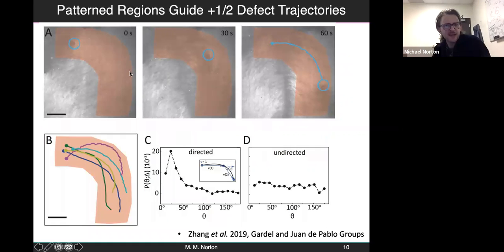This is an example of that in work. It's a different kind of light activation, but the net result is the same. This is work from Juan de Pablo and Margaret Gardell's group. And here they're shining this elbow-shaped pattern onto an active nematic. And they find that the plus half defects, the comet-shaped objects that I highlighted earlier, will sort of follow this track. Right.